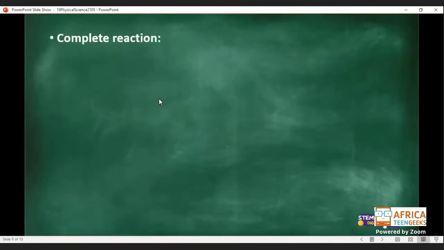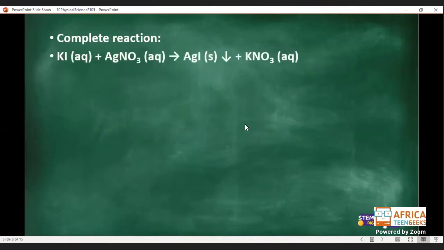So the complete reaction. Now guys, I used the same example all the way through. The example I chose to use was potassium iodide, which is dissolvable. It is an aqueous. It is dissolved in water. And silver nitrate. Get used to silver nitrate. Start loving silver nitrate. You're going to use it a lot.